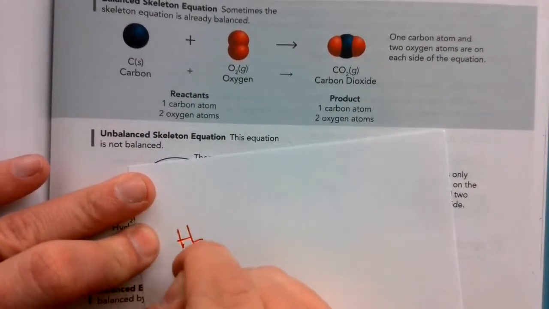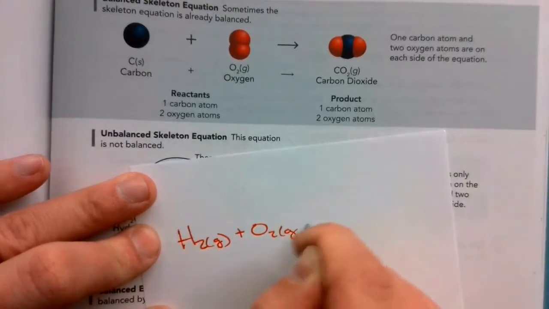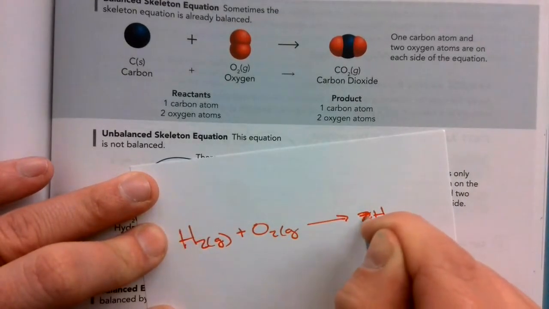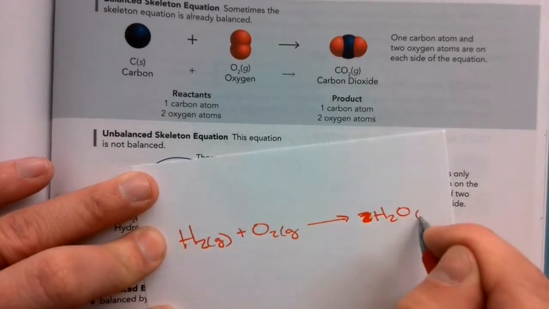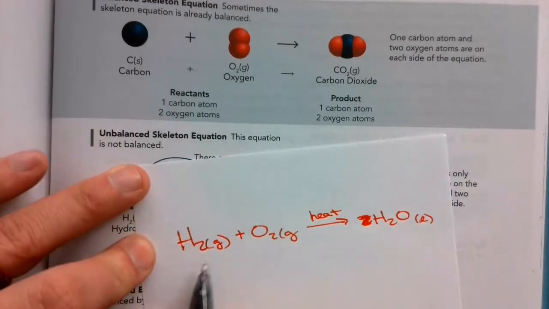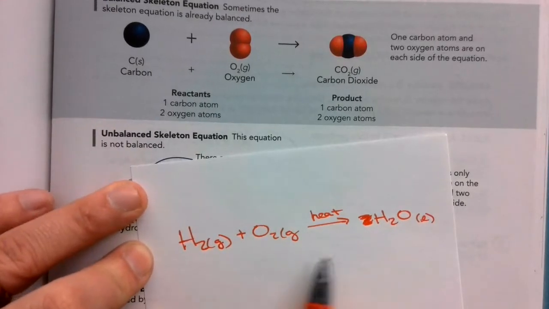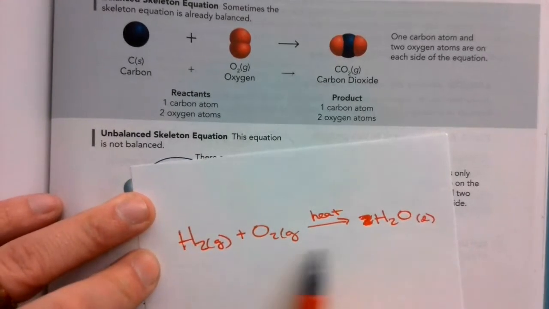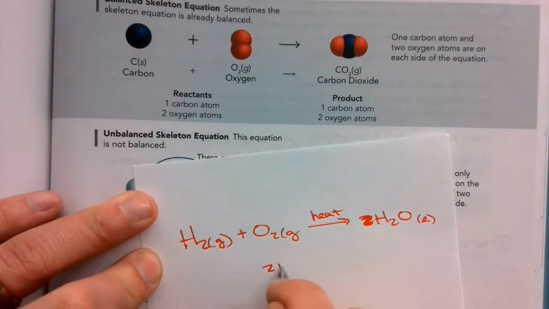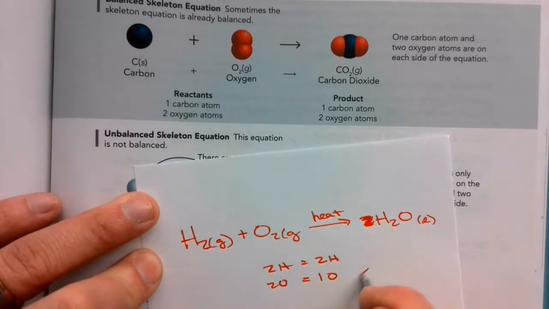So we have H2 gas plus O2 gas, and it's forming H2O, and that's going to be a liquid. All right, and generally you have to add heat to this equation, right? We did this actually in class. We lit a balloon with hydrogen, oxygen, and it exploded, kind of basically a bomb of sorts, and formed water. But if you look here, we have two oxygens and one oxygen and two hydrogens. So our hydrogens are equal to each other, but our oxygens are not equal.